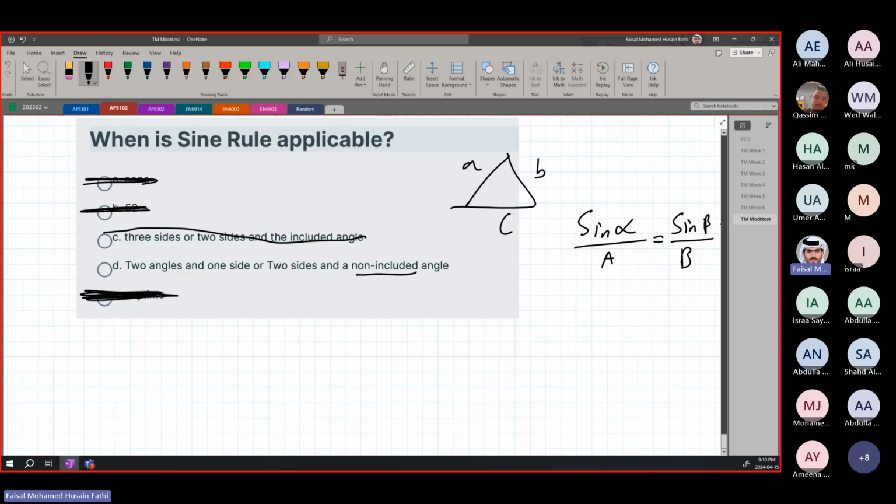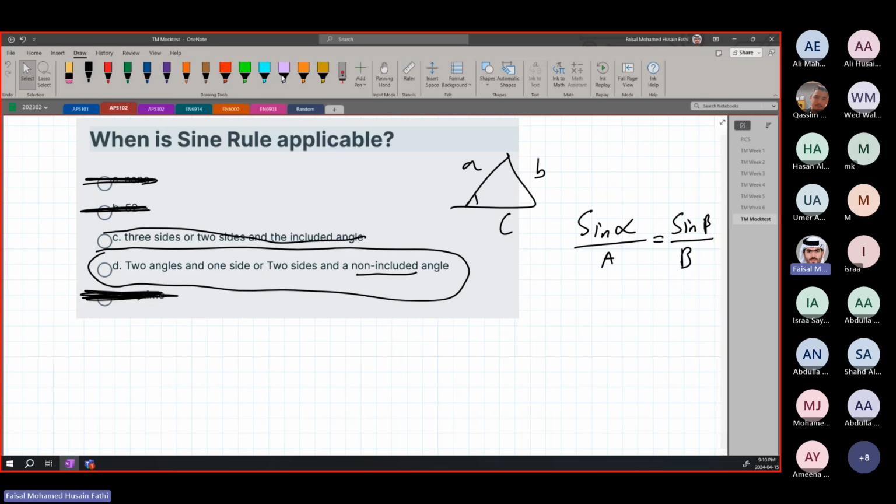Again, non-included angle, meaning not the angle that is between A and C. It has to be opposite to them. All right? So this is our correct answer. Okay? That's when you will be using sine rule.